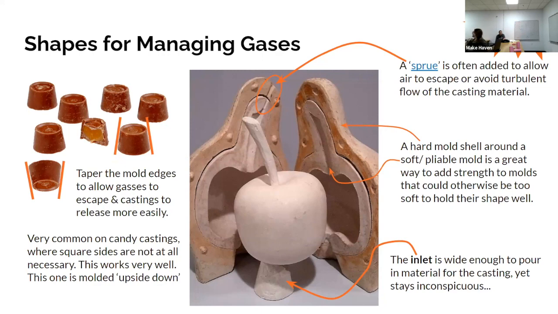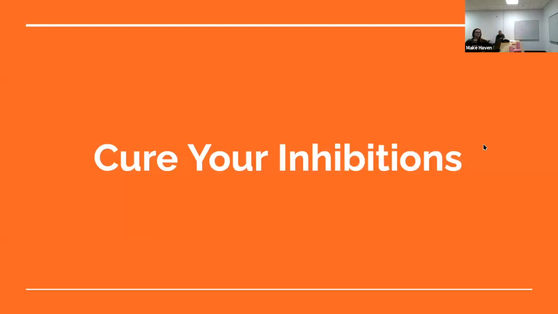But if you get a bubble in the mold, you'll get a little lump on your cast. And if you get a bubble in the cast, you'll get a hole, a void.